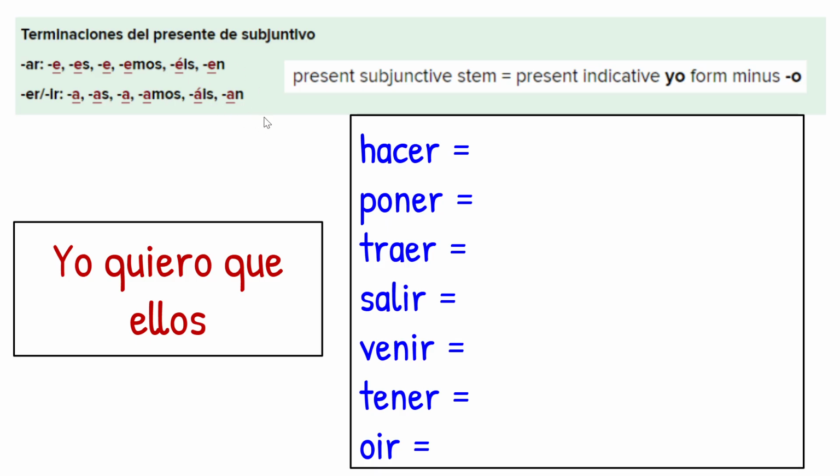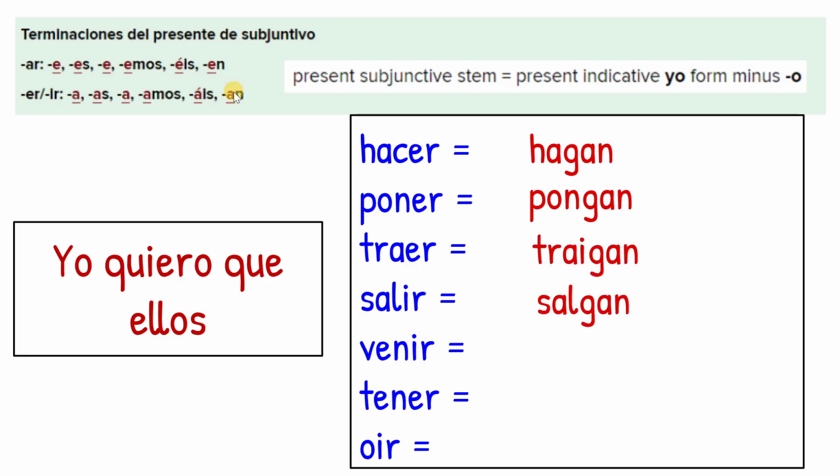Hacer is an ER verb, so the ending is going to be an, but I've got to pick up the go. So, hagan, poner, pongan, traer, traigan, salir, salgan, venir, vengan, tener, tengan, oír, oigan.